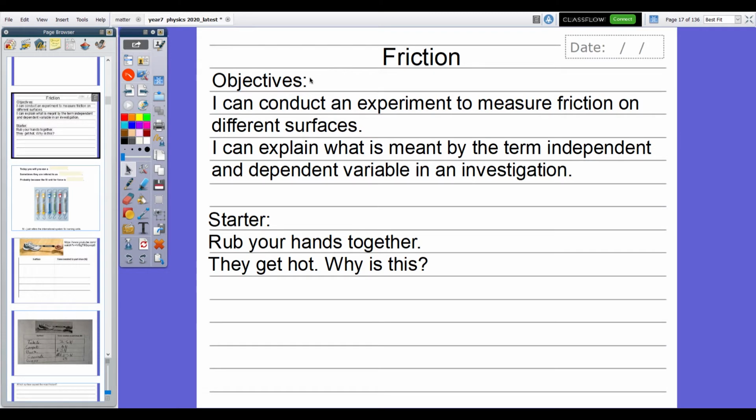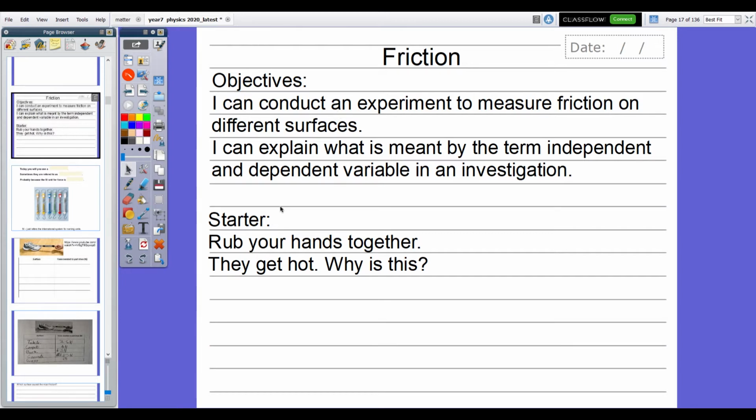So rub your hands together, they get hot. Why is this? Okay, well I'm rubbing my hands together right now and they get hot. Well, fundamentally, coming back to the last lesson, we did a little bit about forces, and one of the forces that comes into play when we rub our hands together is friction. In physics terms, we are doing work against the friction. The friction is trying to stop the movement, and if you put your hands really hard together, it's hard to move them because they generate so much friction.